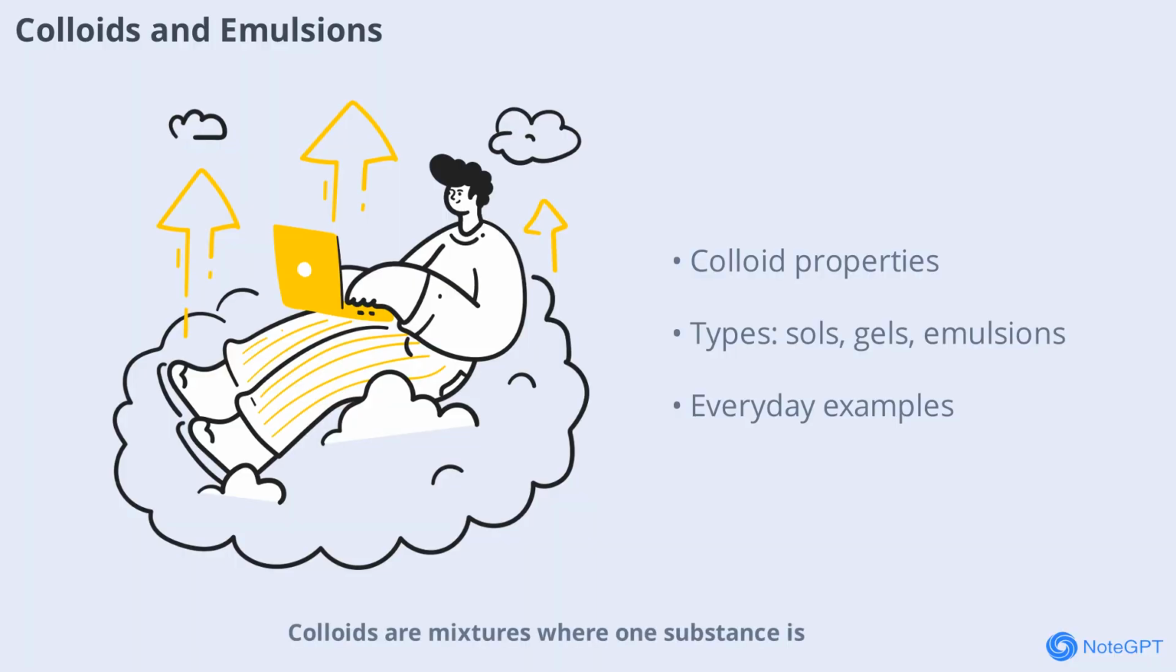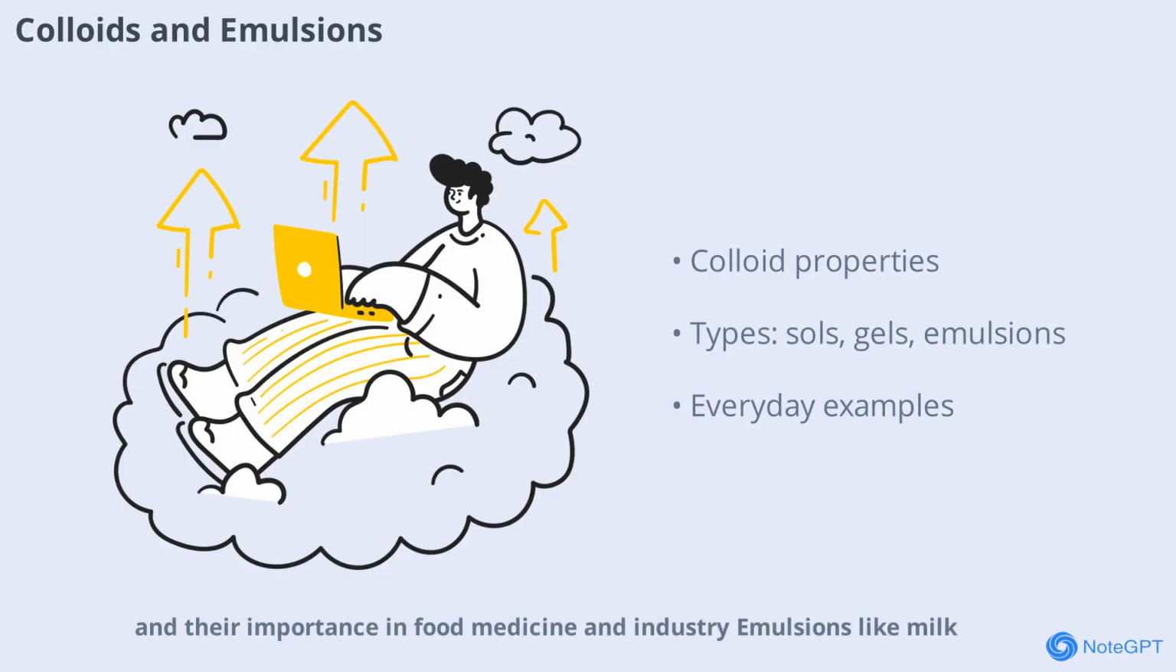Colloids are mixtures where one substance is dispersed in another at the microscopic level. We'll explain the properties of colloids, types, sols, gels, emulsions, and their importance in food, medicine, and industry. Emulsions like milk are a special type of colloid with practical significance.